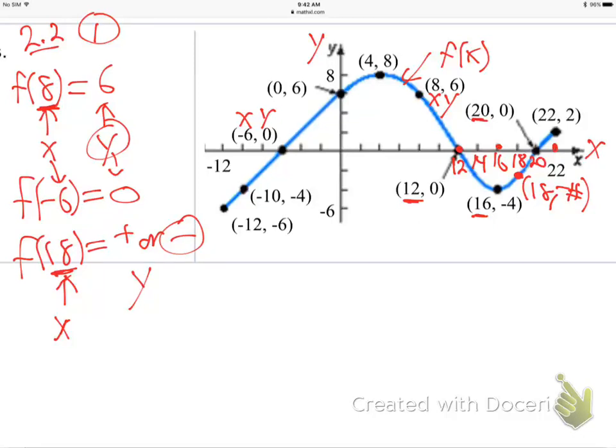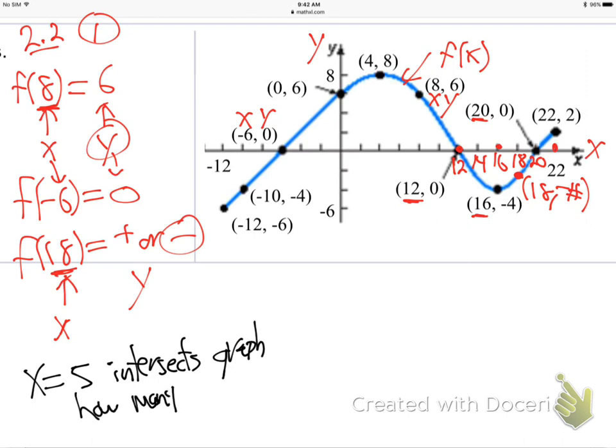Okay, so now they want you to find out how many times x equals 5 intersects the graph. So x equals 5. What is x equals 5? Well, it's a line, huh? It's a straight line that goes through the x-axis at 5.